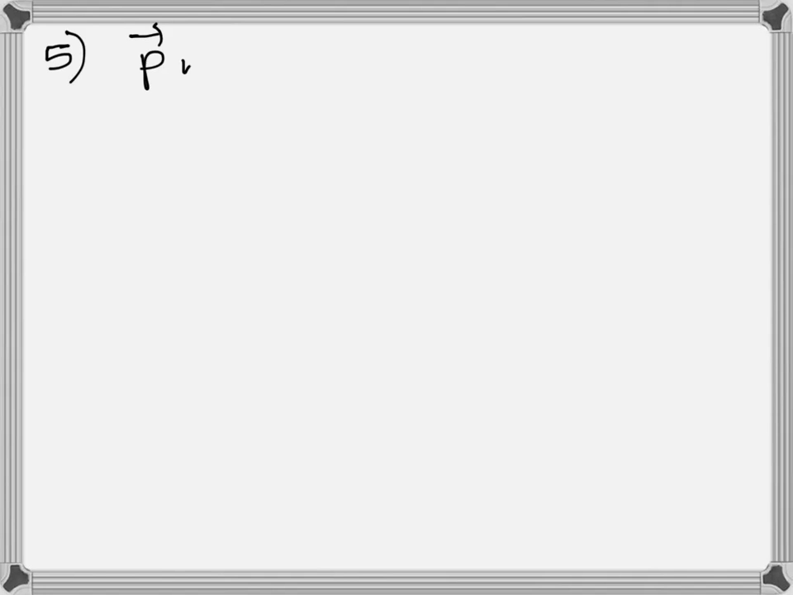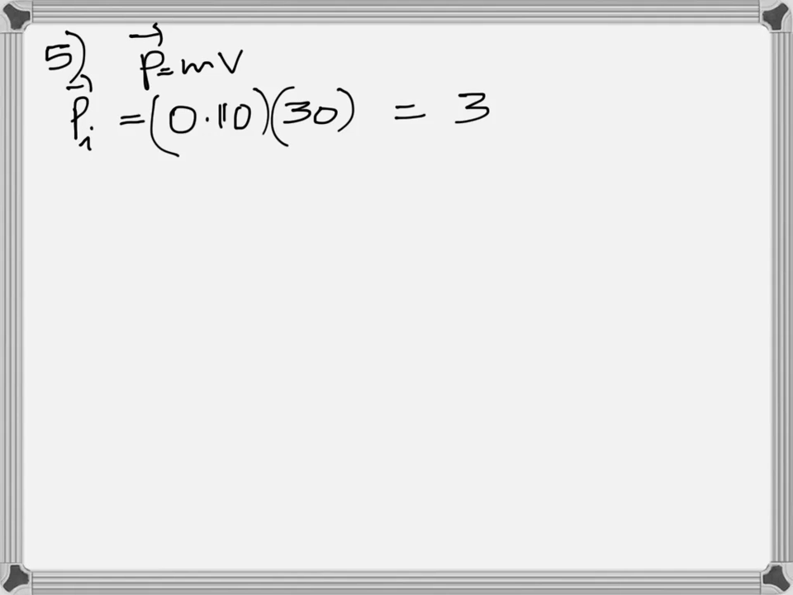Number 5. Momentum is mass times velocity. So initial momentum is mass times initial velocity. How much is that? 3. 0.1 times 30? I mean 30... that'll be, he led me wrong. Okay, 3 kilogram meter per second.